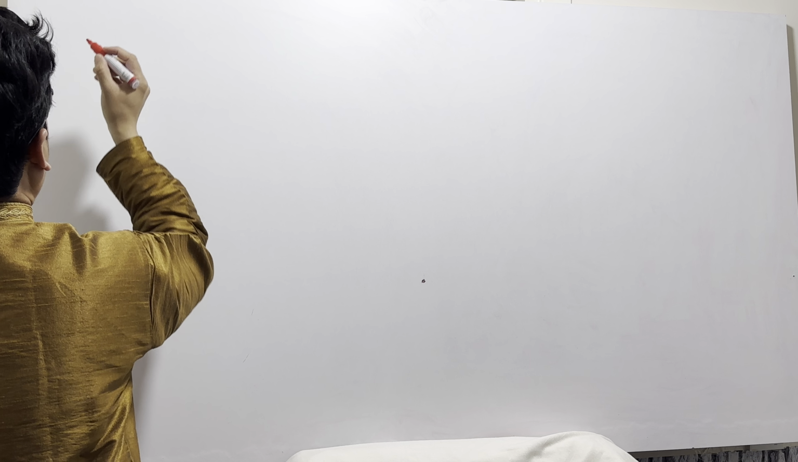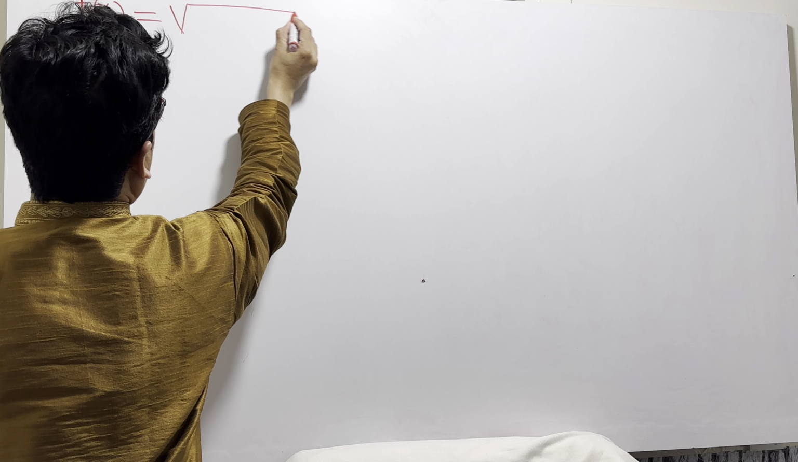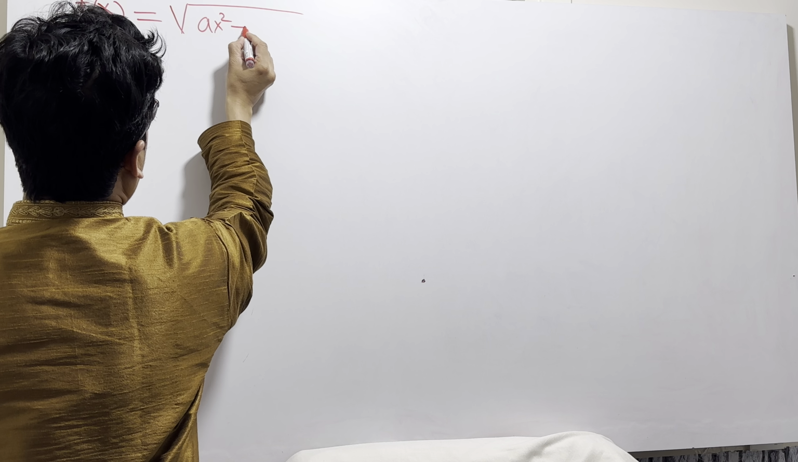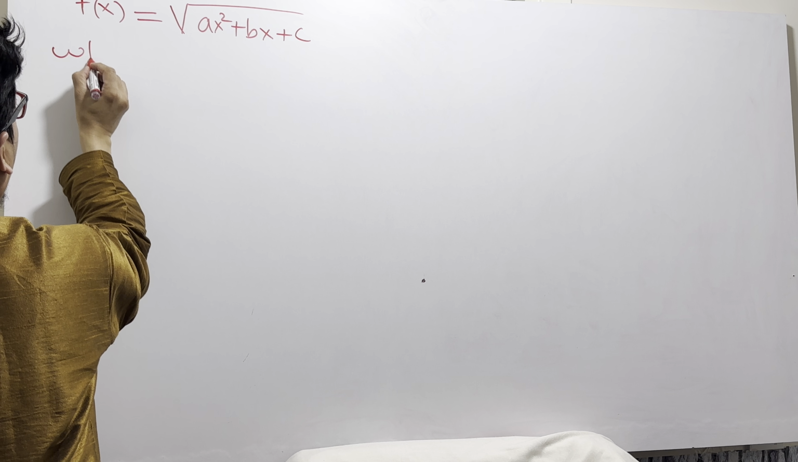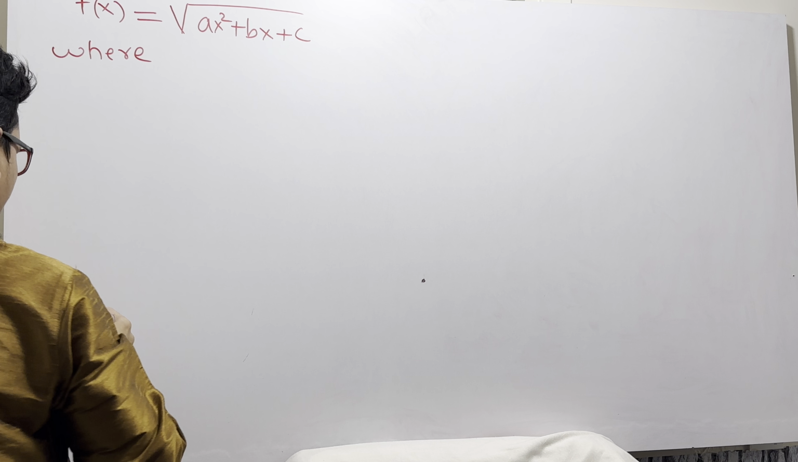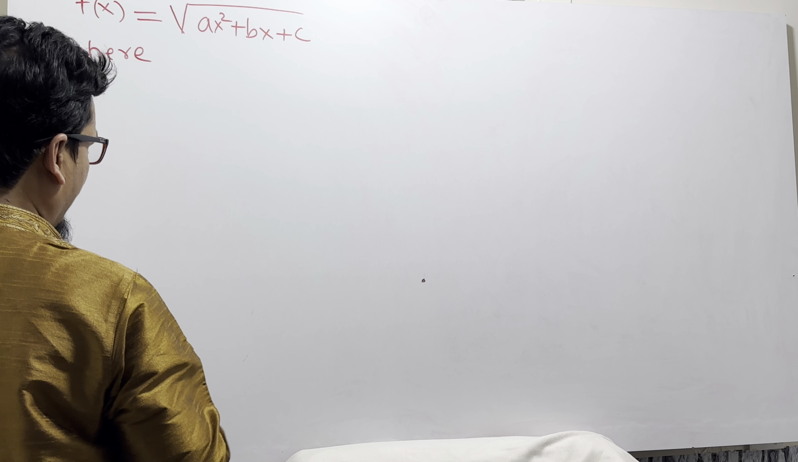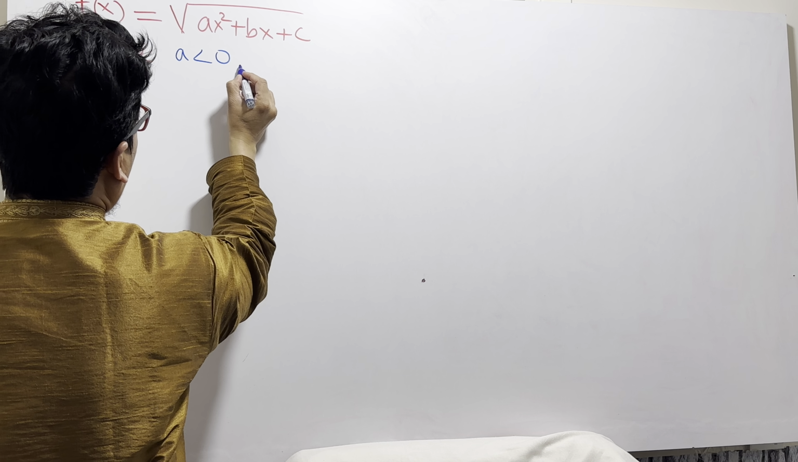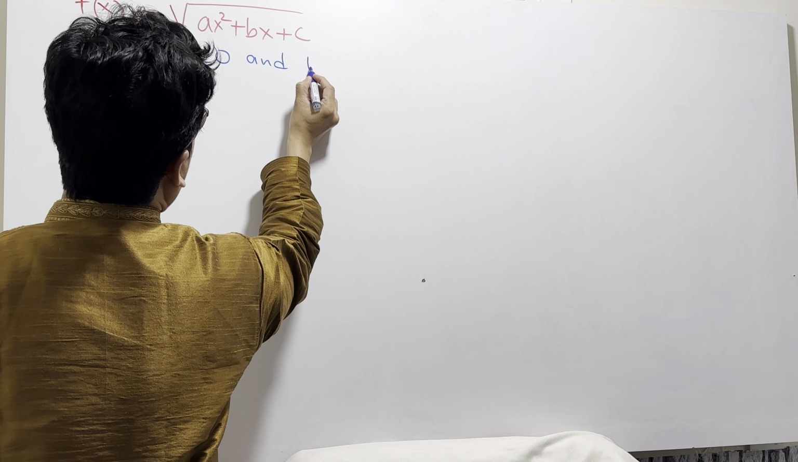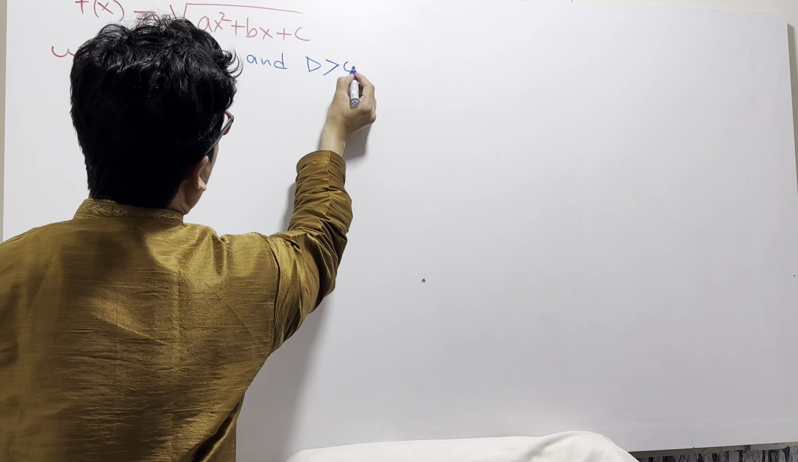For example, if you have f(x), and this f(x) is ax square plus bx plus c, listen, you have to understand the condition here. Number one, a is less than 0 and the discriminant D is always greater than 0.